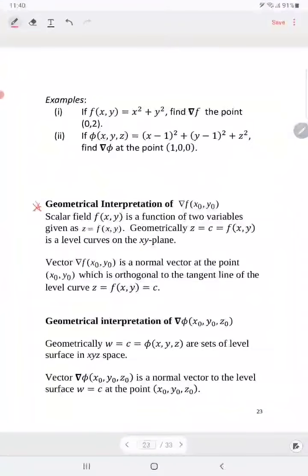Now let's go back to the notes. Geometrical interpretation: if you have f as a function of x and y, when you replace x with x naught and y with y naught, you end up with an equation f(x,y) equals a constant. When you plot this, it's going to be a level curve on the xy plane. So the vector del f is the normal vector at point x naught, y naught to the level curve, which is really orthogonal to the tangent line of the level curve f(x,y) equals c. So it's a normal vector to the level curve.